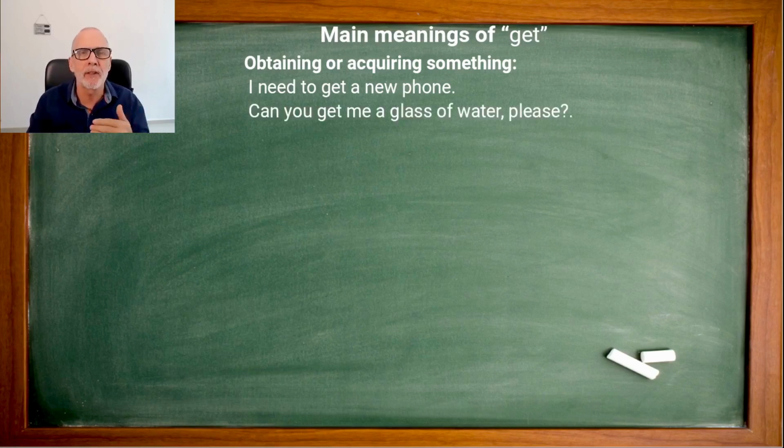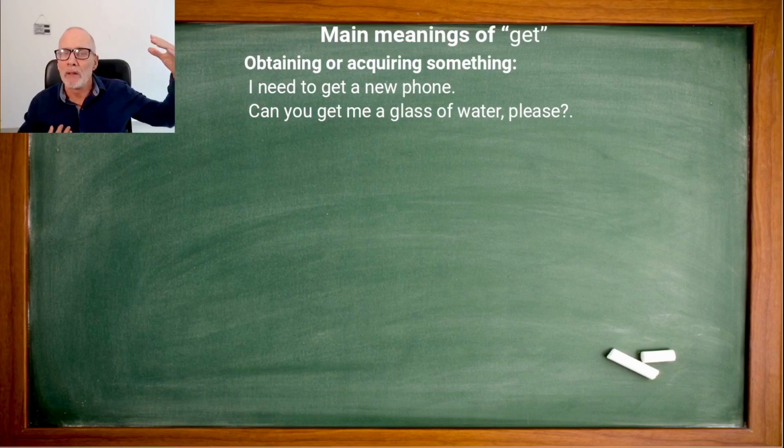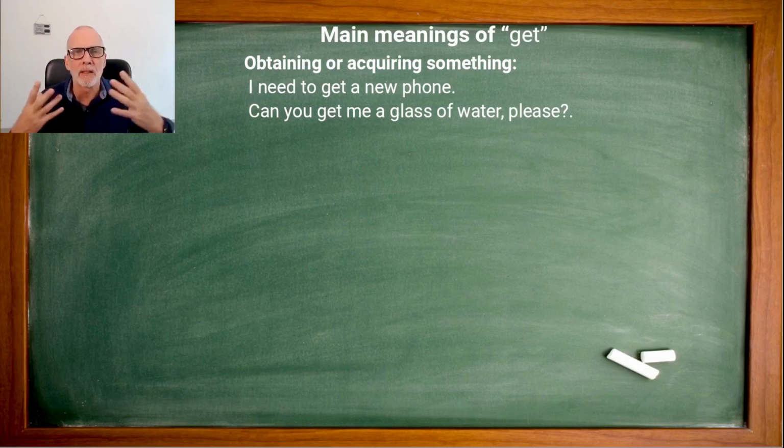Next, we have another example of obtaining or acquiring something. It's a question, it's a request. Can you get me a glass of water, please? Can you get me a glass of water, please? I want a glass of water. Can you obtain it for me and bring it to me? I want to acquire a glass of water. Well, that doesn't sound quite correct, but I'm trying to use words that are synonymous.